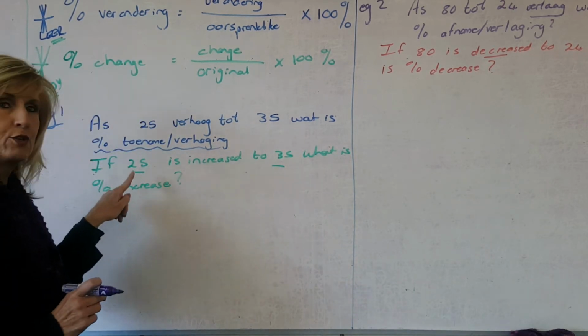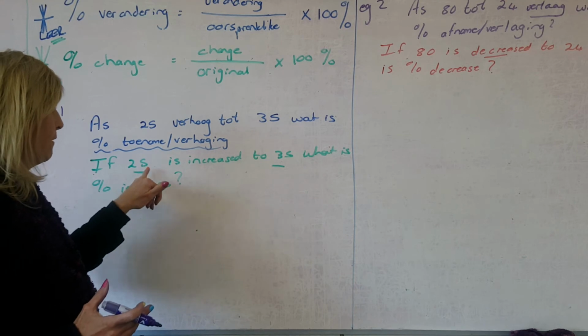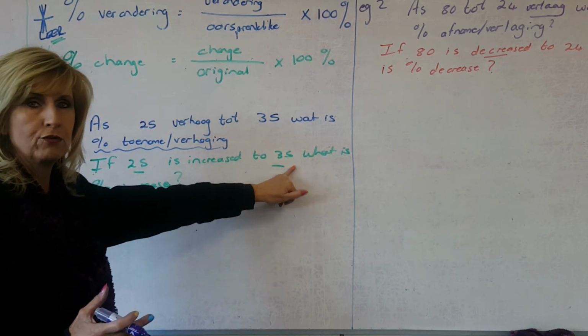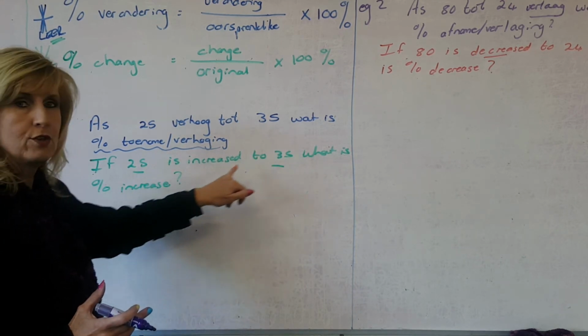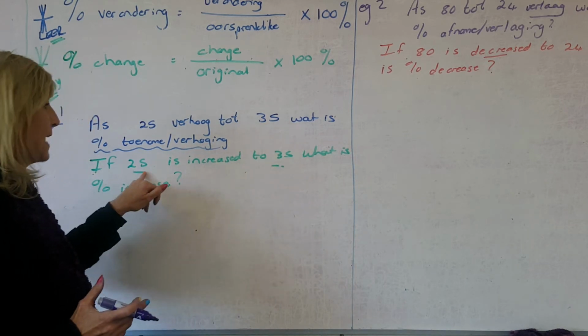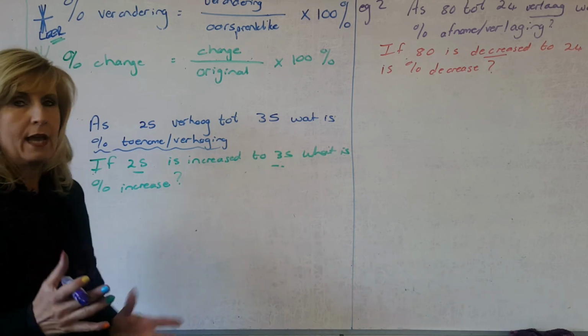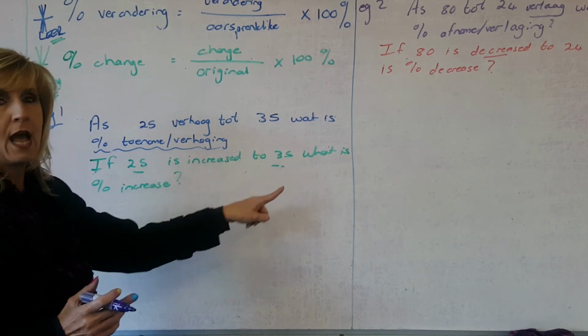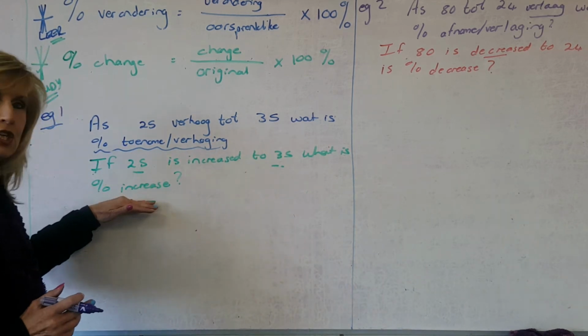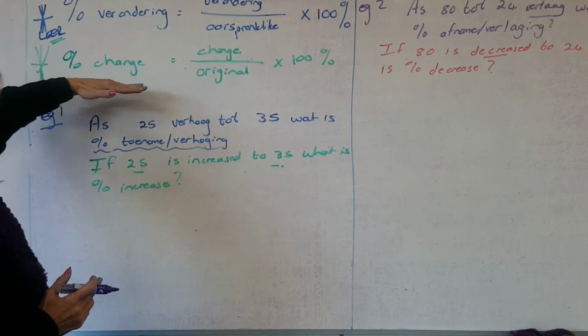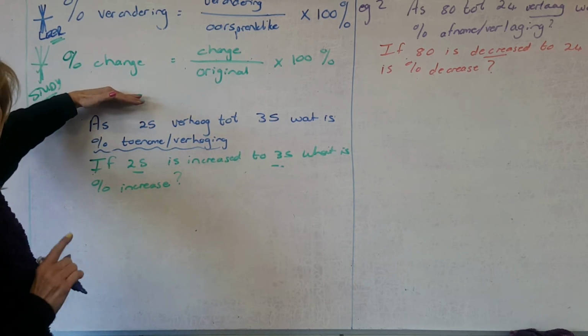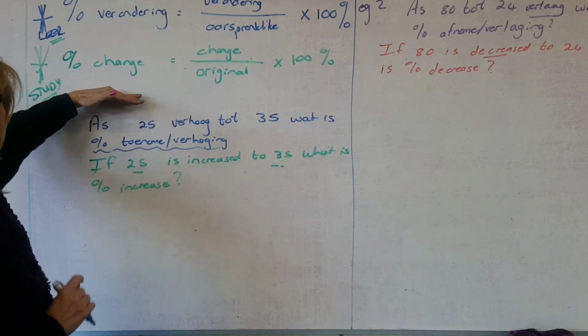So if I say 25 something, 25 children is increased to 35 children, 25 rands is increased to 35 rands, 25 days is increased to 35 days. It doesn't matter what I'm looking at, but there is an increase. And I want the percentage increase. It comes down to there's a percentage change. Whether it's growing, increasing, or whether it's decreasing.